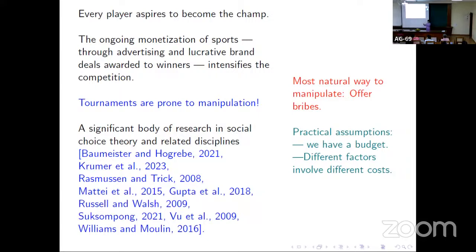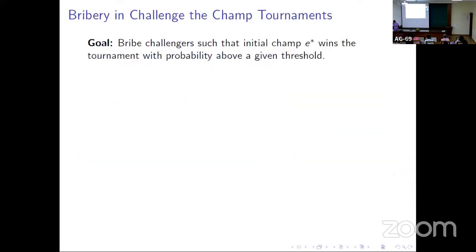If I want to bribe the judge, it will have a different cost. And if I am bribing a player, or a team, then I may want to bribe only a certain subset of players. So having different costs does make sense, right? So the problem that we study is bribery in challenge the champ tournaments.